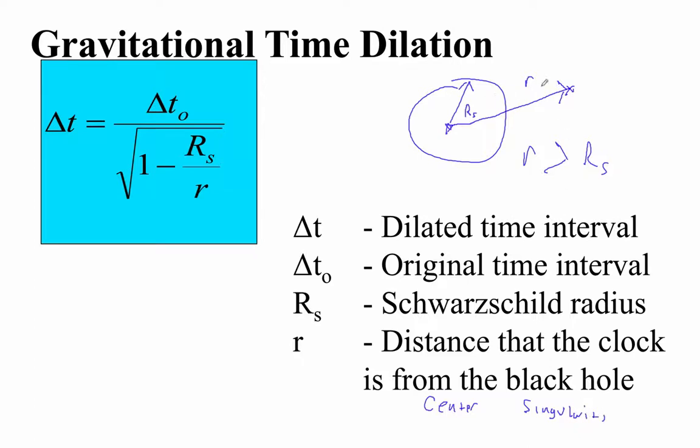Not how far you are outside the event horizon, but how far you are. And then that's the Schwarzschild radius of the black hole, and we know how to calculate that, so there it is. And then notice that this is set up, this is going to make this number bigger, right?